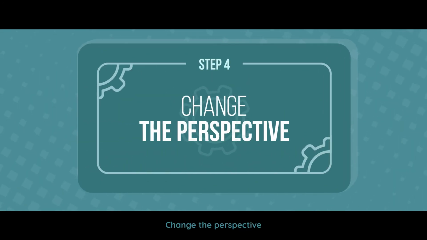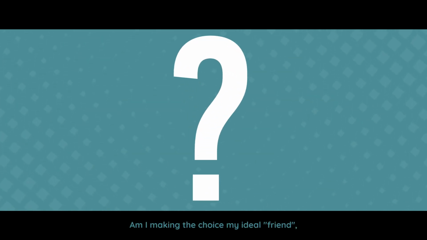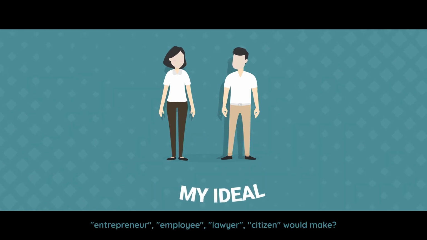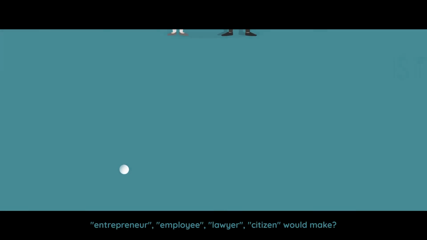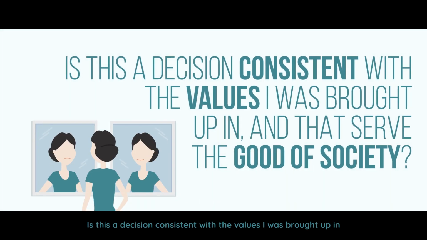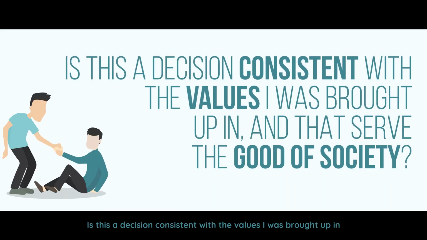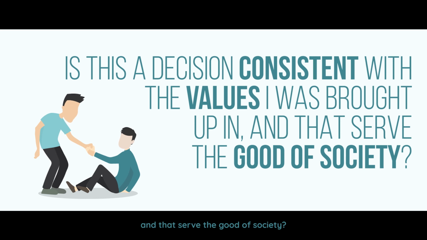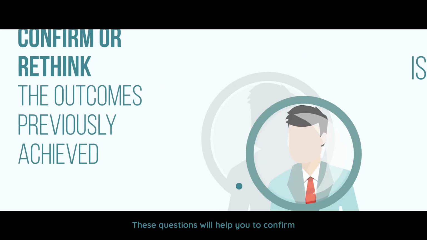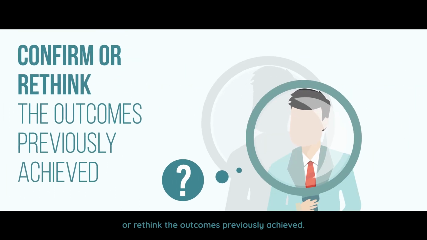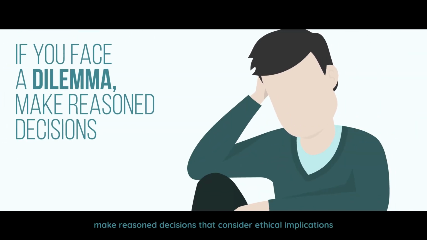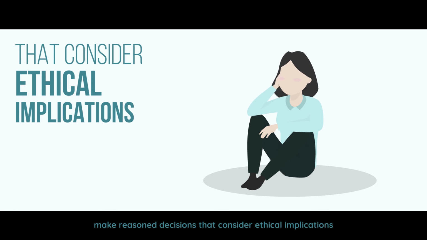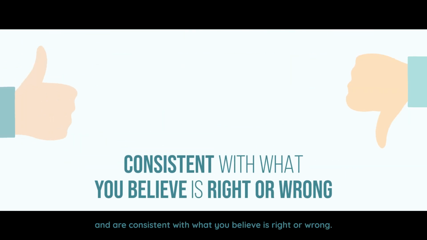Step 4. Change the perspective. Finally, ask yourself questions like these. Am I making the choice my ideal friend, entrepreneur, employee, lawyer, citizen would make? Is this a decision consistent with the values I was brought up in and that serve the good of society? These questions will help you to confirm or rethink the outcomes previously achieved. If you face a dilemma, make reasoned decisions that consider ethical implications and are consistent with what you believe is right or wrong.